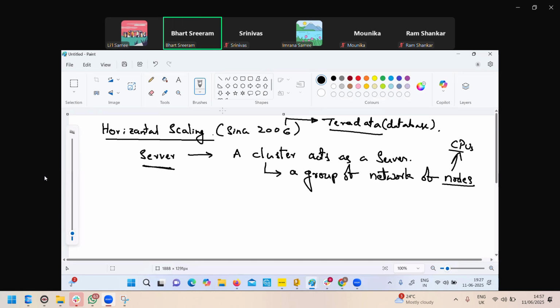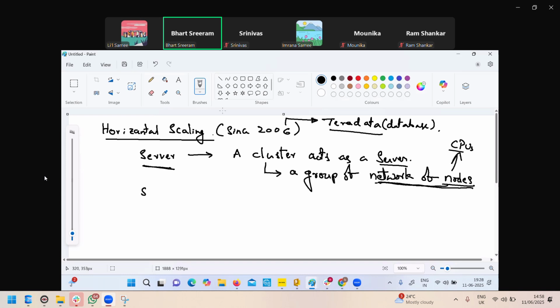With one network, if we have all 10 CPUs, that is one cluster. That network is serving a single purpose. Suppose data processing is your intention. The data processing will be done by this entire network. That means the network of nodes is acting as a single server. That is called a cluster.